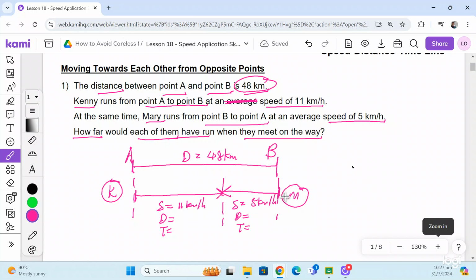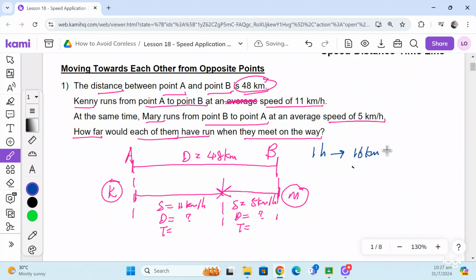So how far will each of them have run, which is the distance that you're supposed to find? And the model is done already, and you realize that you still can't solve it. But in our earlier lesson, we have looked at exactly the same question. And what did we learn? We learned that in 1 hour they travel a total distance of how many? 11 plus 5. So they travel a total distance of 16 km.